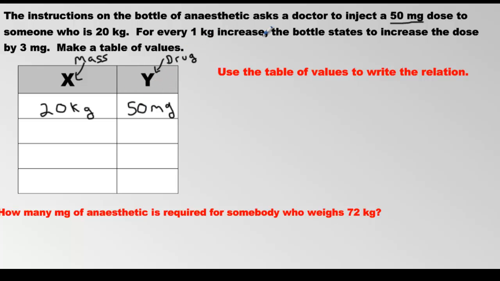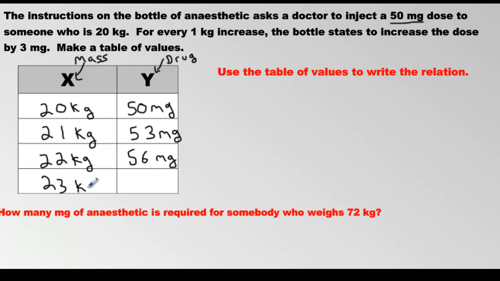Now, for every 1 kilogram, the bottle states to increase the dosage by 3. So you increase this person's mass to 21 kilograms. That's an increase of 1. You are going to inject now 53 milligrams of the drug. You jump to 22 kilograms. You see where we're getting at now? It's going to be 56 milligrams. 23 kilograms: increase the mass by 1 kilogram, we have to increase the drug by 3. So we have 59 milligrams.